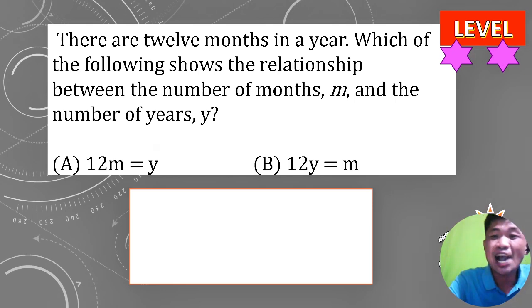Okay, kindly, it's your turn now. It's level 2. There are 12 months in a year. Which of the following shows the relationship between the number of months, M, and the number of years, Y? So, comment your answer in the box on this post.